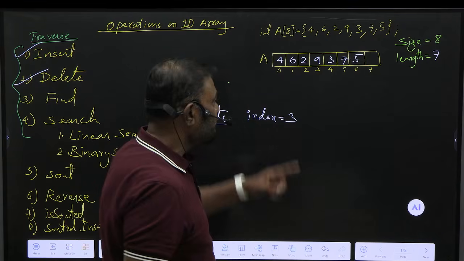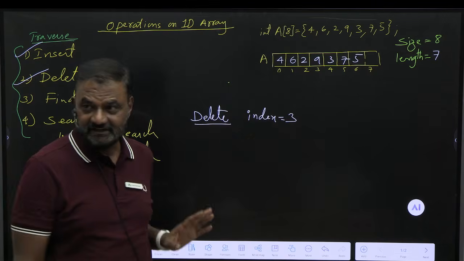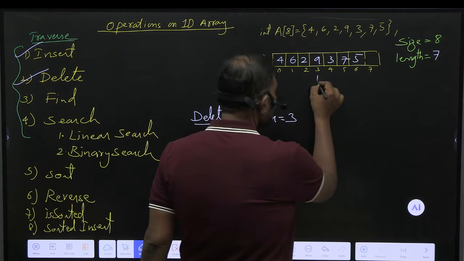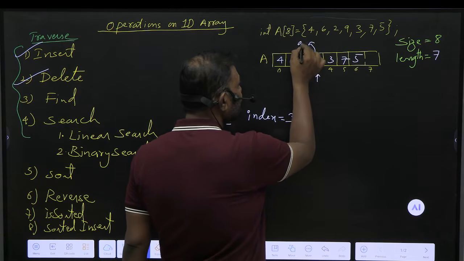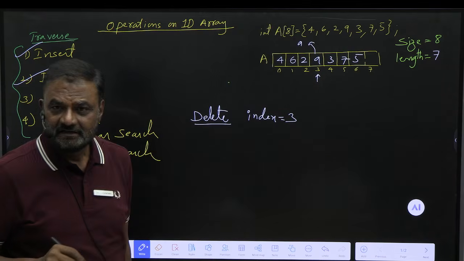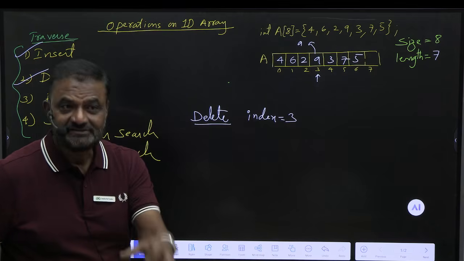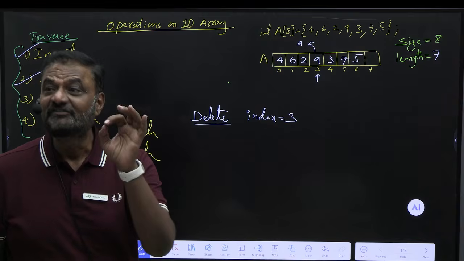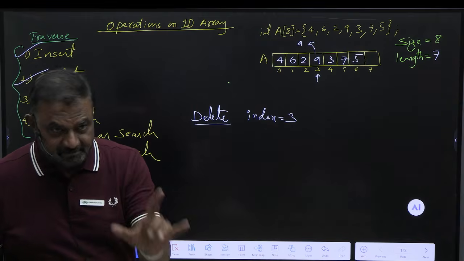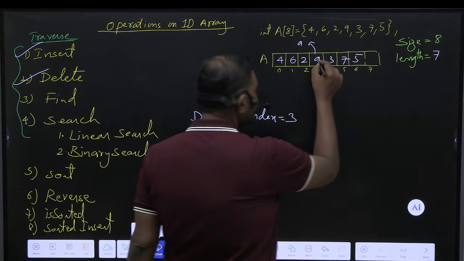I want to remove the element from index 3, sorry, index 3. I want to delete this element. For deleting it, you just take away this element 9. Now you have taken the element, which means you have to assume that place is vacant now. So when you have taken away this element, this place is vacant.